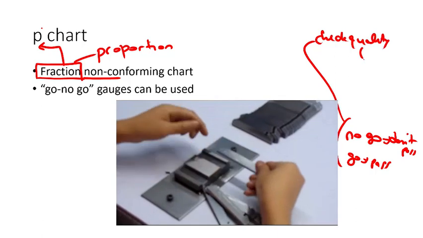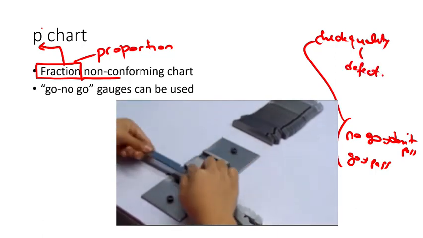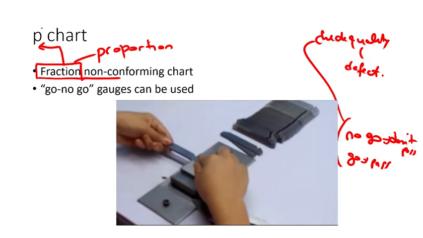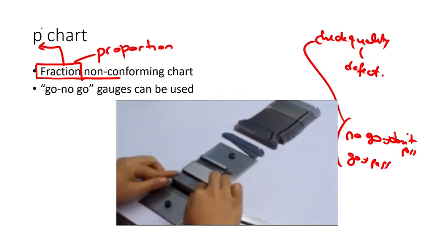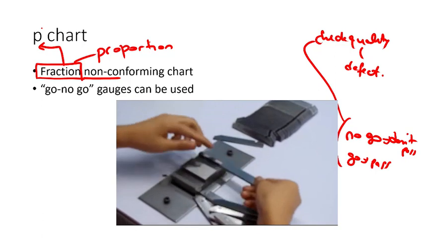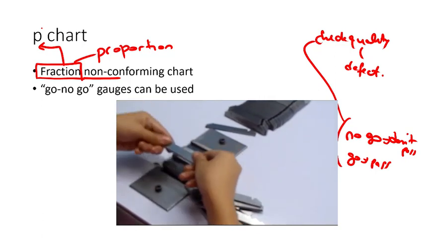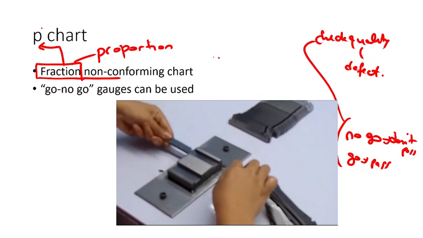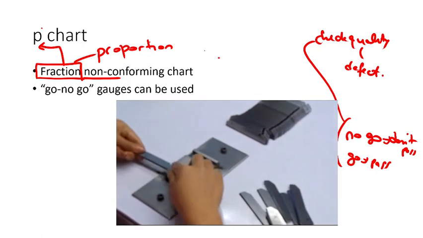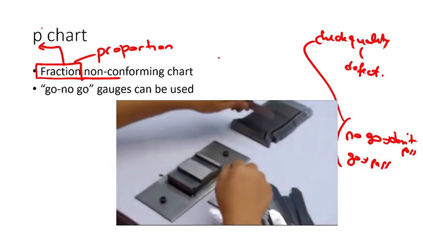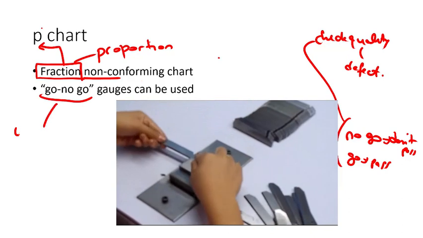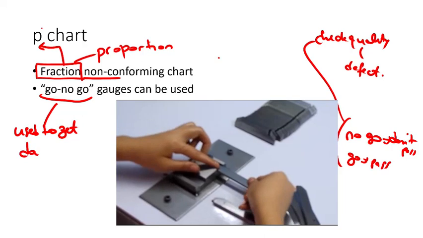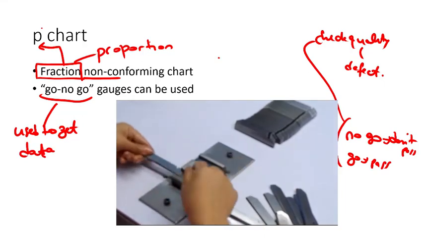Or you can say that you check the defect, the tolerance. If it passes the no-go condition, then it is defective. If it doesn't pass the go condition, then it means that it's also defective. This is how it works, and this is how you get the data. This one is used to get the data.